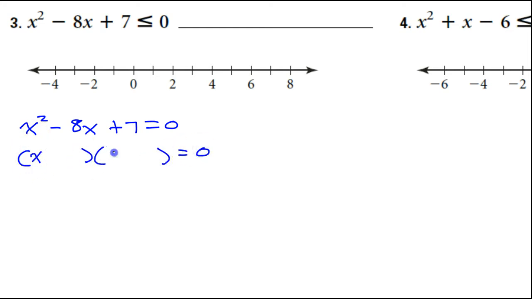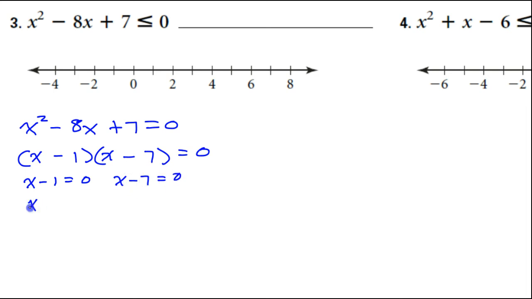X squared can only factor as x times x. 7 can only factor as 1 times 7. Inner plus outer must equal middle. Inner, I have 1x. Outer, I have 7x. To get a middle of negative 8, both of these would have to be negative, which works out great because negative 1 times negative 7 is positive 7. So we have now factored correctly. To find the zeros, the solutions to this equation, I would set each of these factors equal to 0.